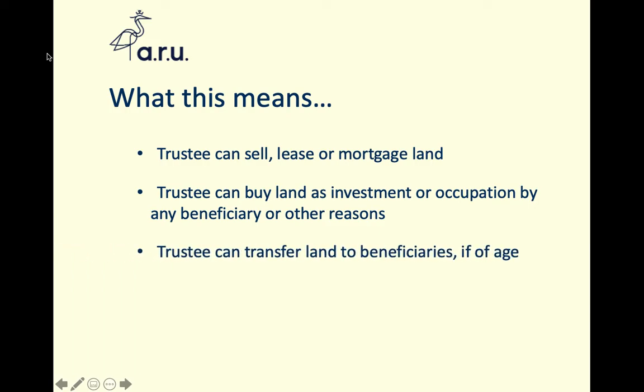They can also then transfer the land, so they can allow the beneficiary to become the fee simple absolute possession holder of the land if they come of age. So that happens where a trustee might not want to be the trustee anymore and doesn't need to be a trustee anymore, because the trust land was for the protection of a minor and that minor has come of age.